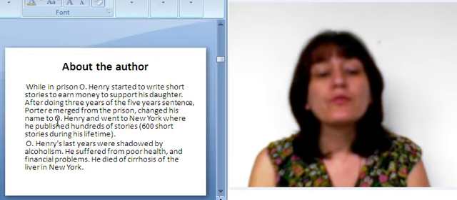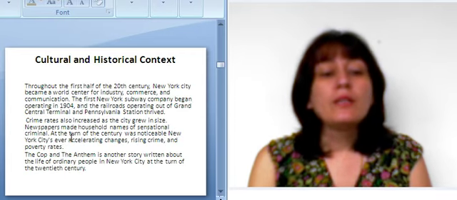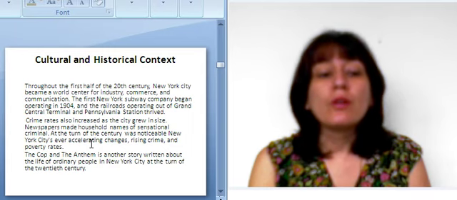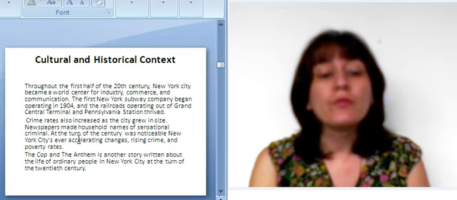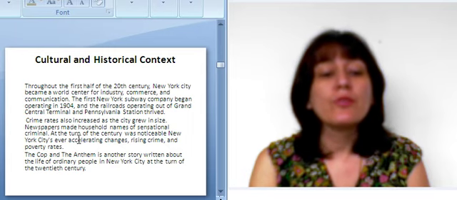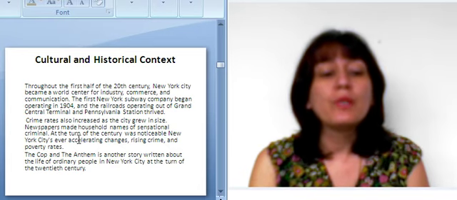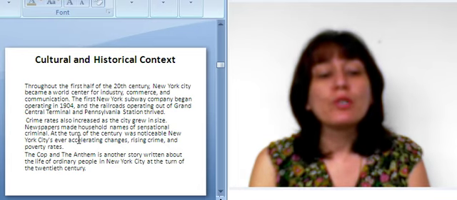And now about cultural and historical context. Throughout the first half of the 20th century, New York City became a world center for industry, commerce, and communication. The first New York subway company began operating in 1904, and the railroads operating out of Grand Central Terminal and Pennsylvania Station thrived. Crime rates also increased as the city grew in size. Newspapers made household names of sensational criminals.